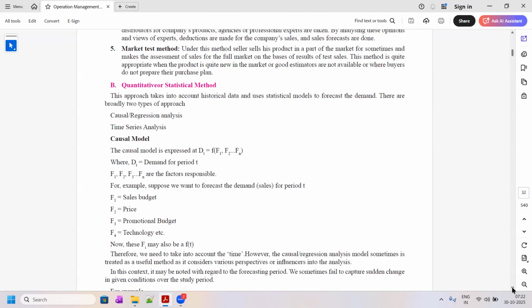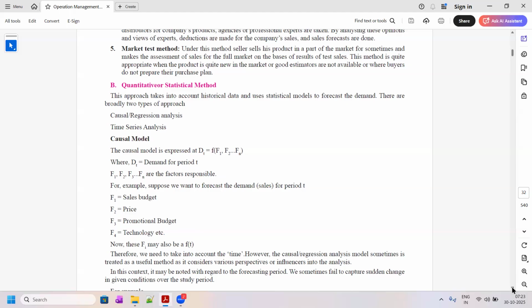What is regression? Regression is the mathematical technique where we study the relationship between two variables, where one variable is dependent on the other variable. The independent variable here is the time period, and the dependent variable can be anything. It can be your production, your sales, or revenue. So when we study these methods, we study everything from the perspective of time.